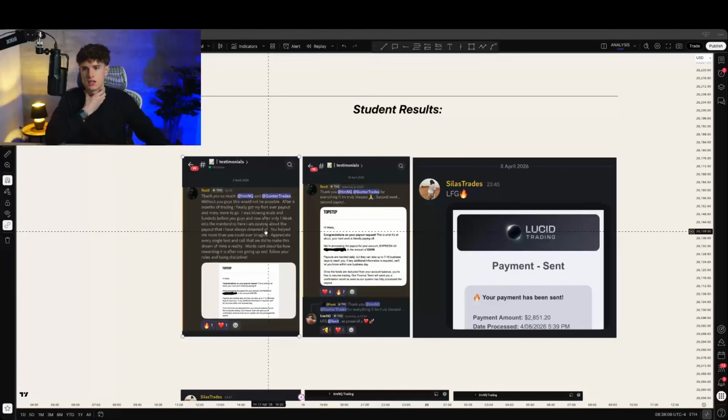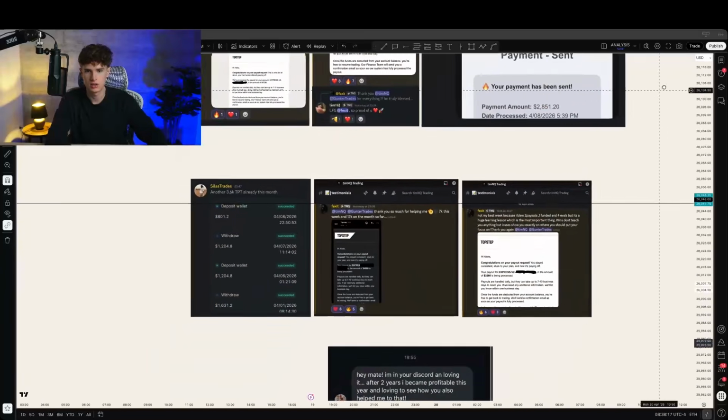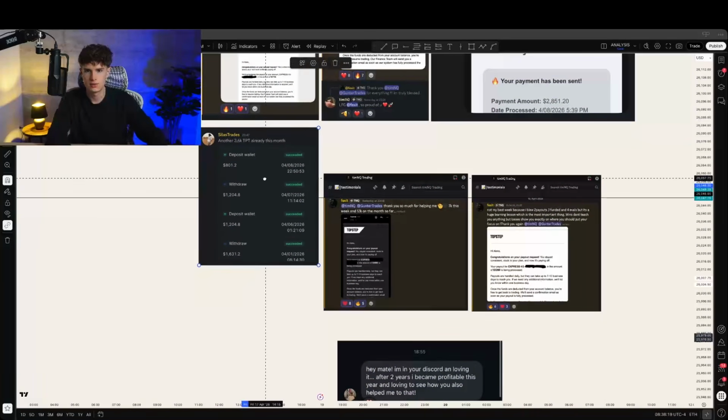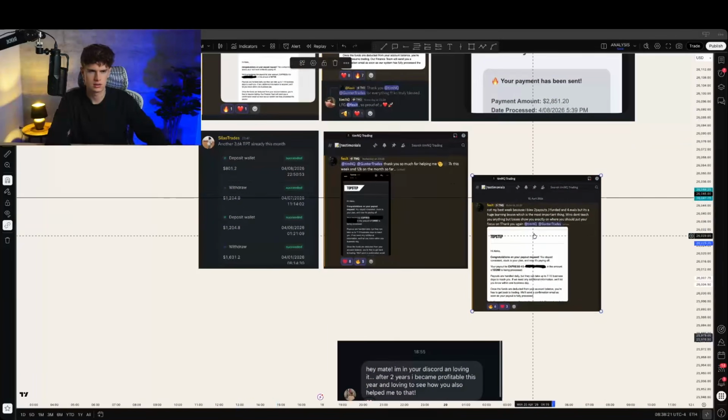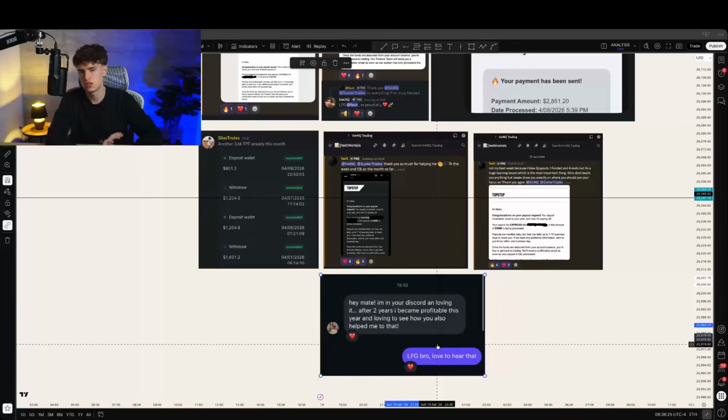Alex is clearing his first 12k month, 2 weeks after joining the program. And Silas right here is taking payouts with Lucid. Obviously Alex is crushing it on Top Step. Silas again with Take Profit Trader. Alex just completely smashing it with Top Step. Then we have a student who's just enjoying the free Discord.